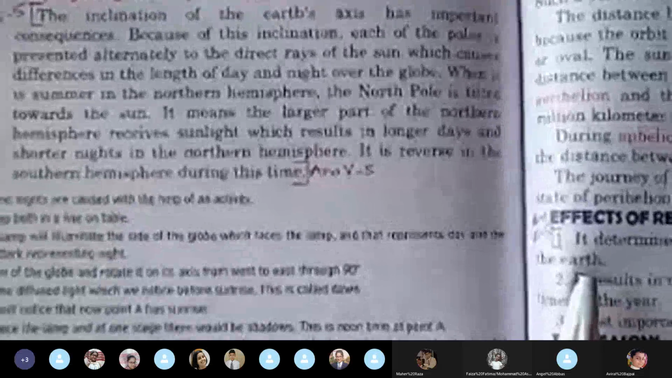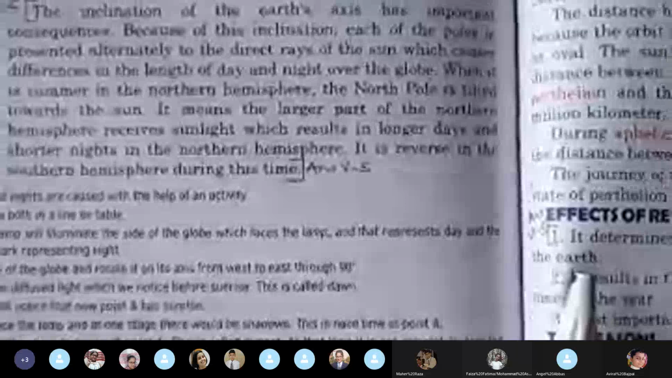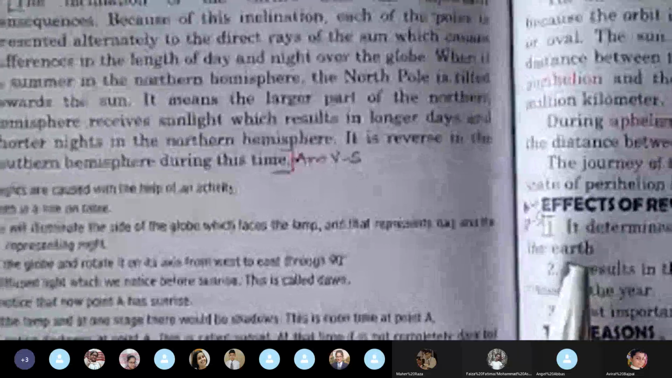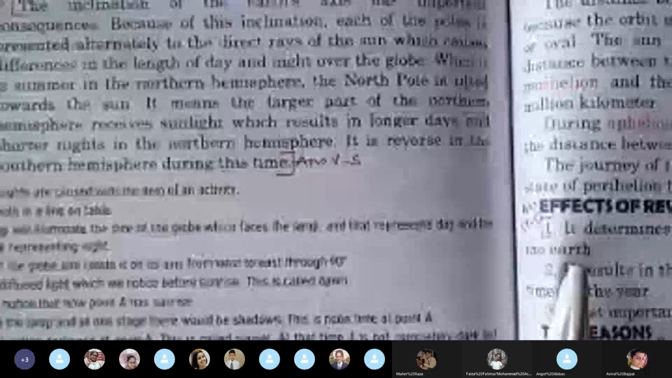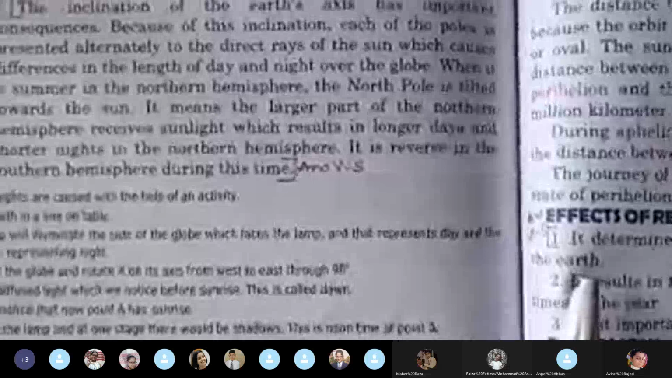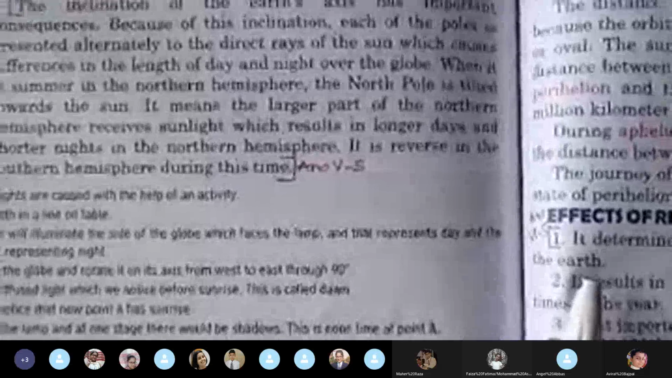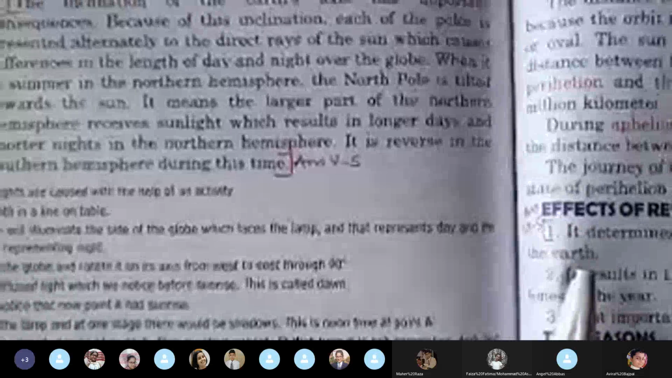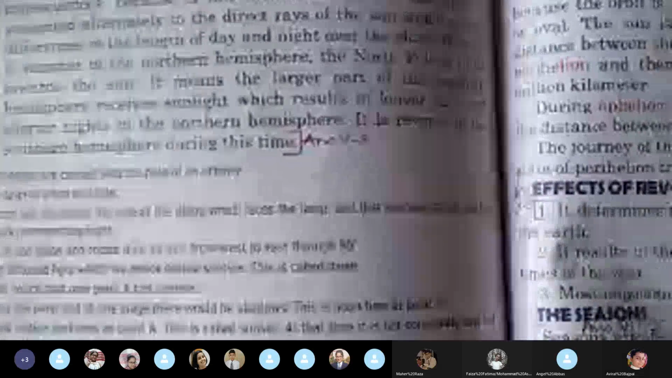When it is summer in the northern hemisphere, the North Pole is tilted towards the sun. It means the larger part of the northern hemisphere receives sunlight, which results in longer days and shorter nights in the northern hemisphere. It is reversed in the southern hemisphere during this time. 5-5.